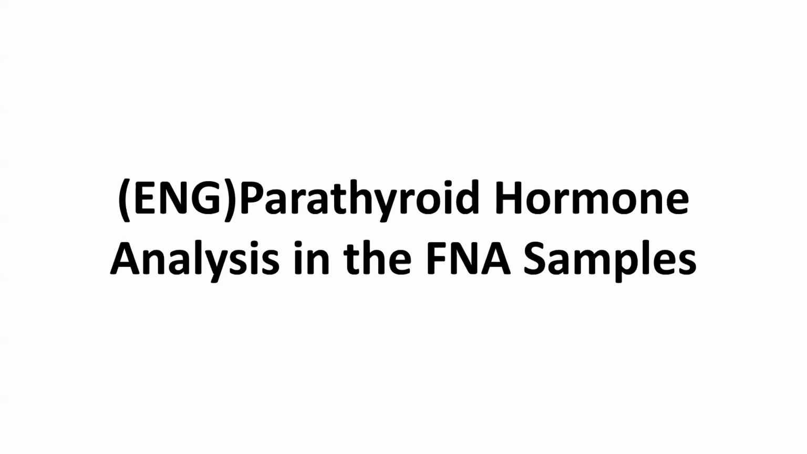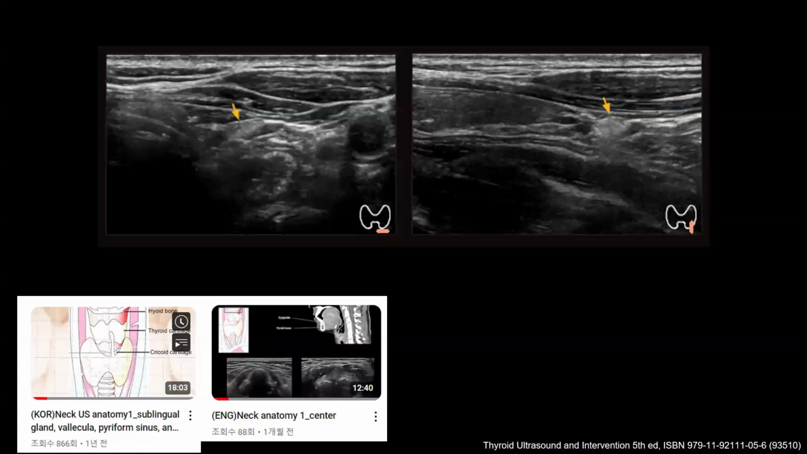Hello, let's take a look at the parathyroid hormone analysis in the FNA samples. On ultrasound, the normal parathyroid gland is often seen as an echogenic nodule in the lower part of the thyroid gland.